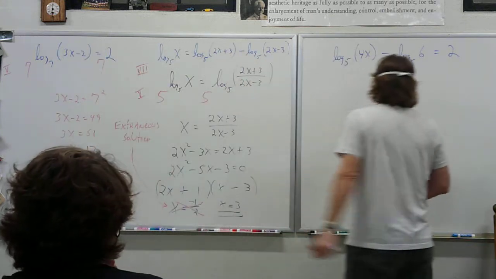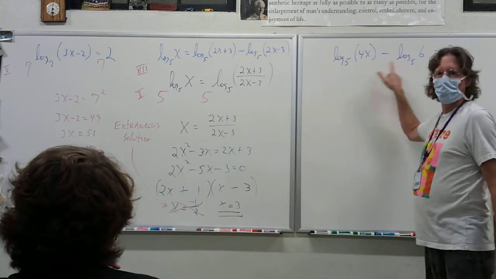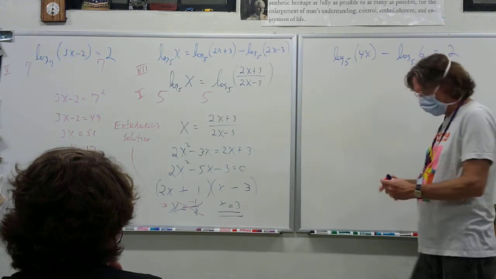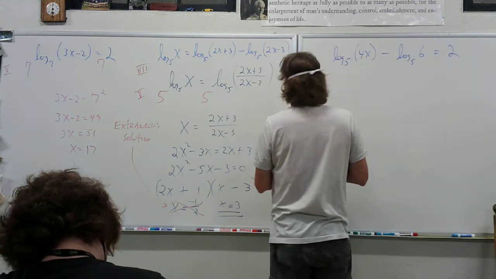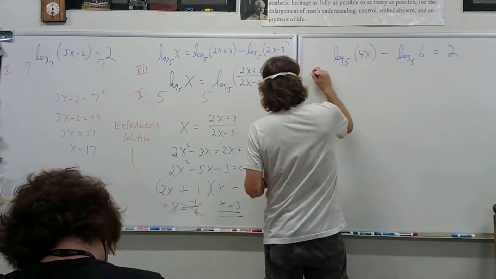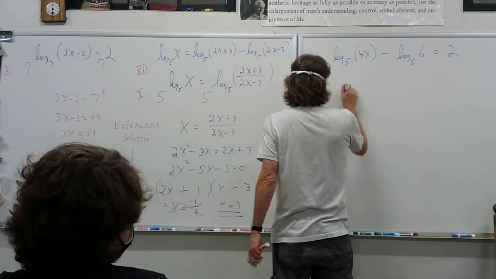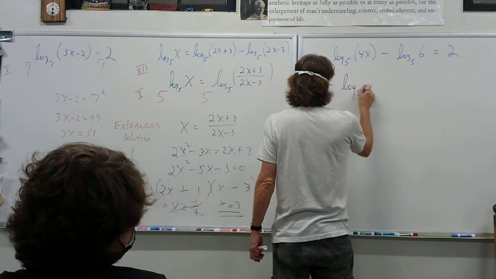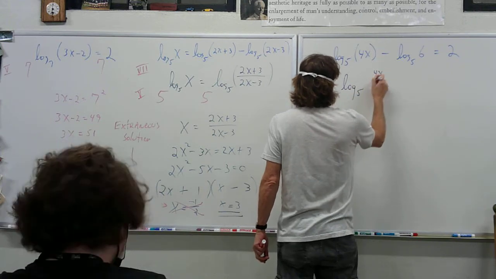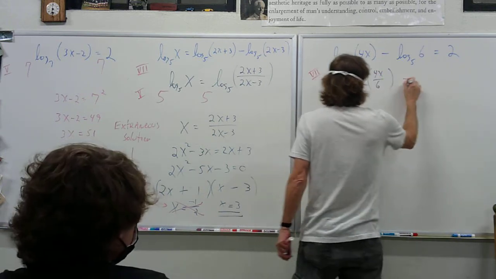Everyone probably already knows what we got to do in here. We got to do what to these two logs? Yeah, got to put them together. Make one log. So we're going to use rule number 7 again. I don't know why I picked 2 of them in a row that have rule number 7. So we're going to log base 5 of 4x over 6 equals 2.